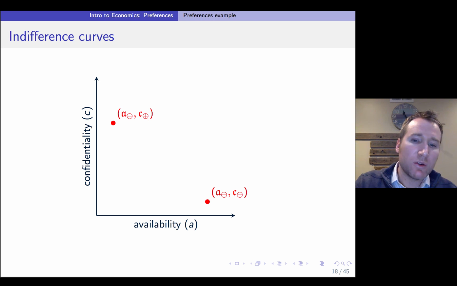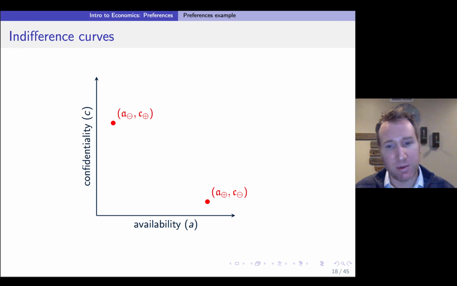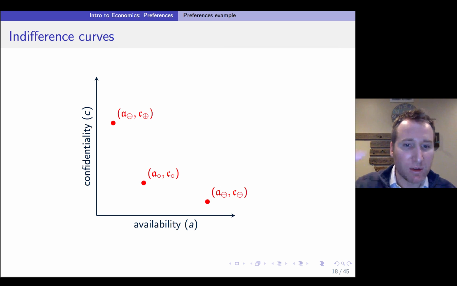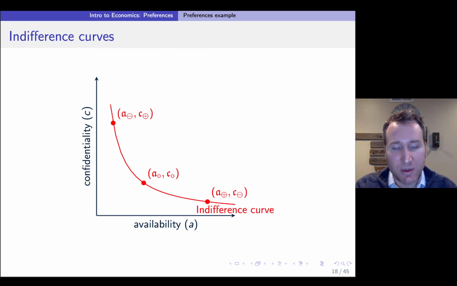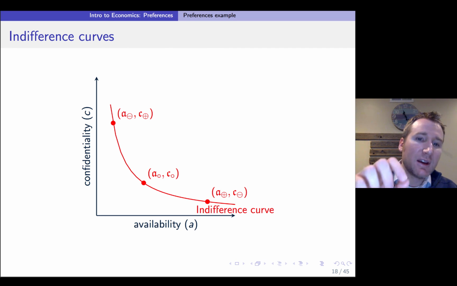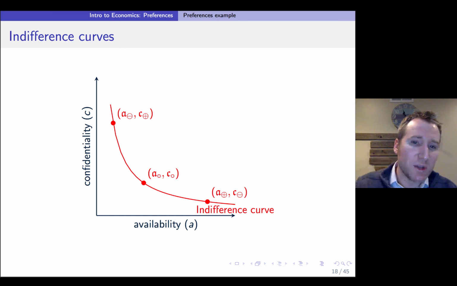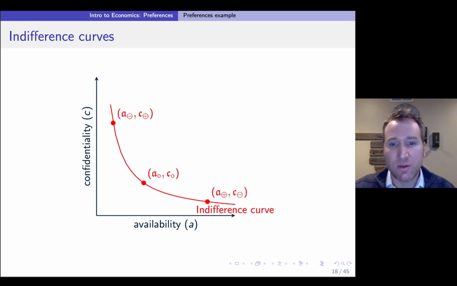Okay, well, you can imagine what if you just slightly decrease availability and increase confidentiality? There must be some continuum of points at which you are indifferent between the arrangement of those two outcomes. So, like in the middle, there's A0 and C0, and if you fill in all the points in between, you can end up with a line called an indifference curve. And what this means is that any point along this line, you are indifferent between the arrangement of, in this case, the two variables of availability and confidentiality levels.